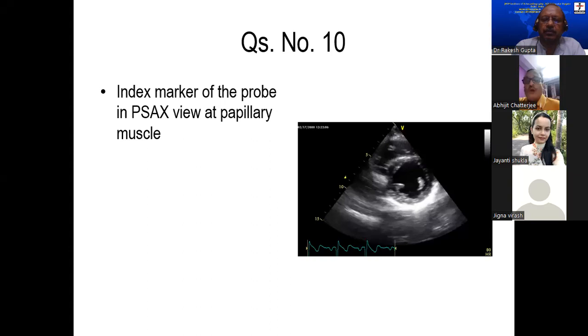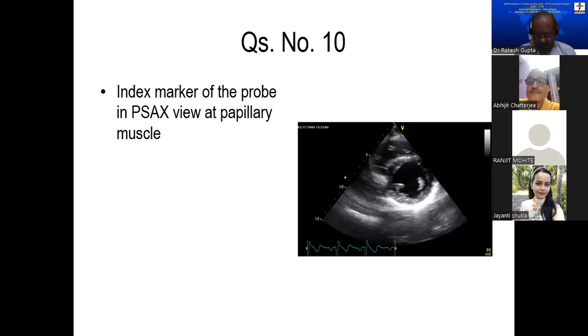So, what view is this? Parasternal short axis at papillary muscle level. Suppose I see that this is mitral valve level. So why am I wrong? There is no mitral valve seen here.